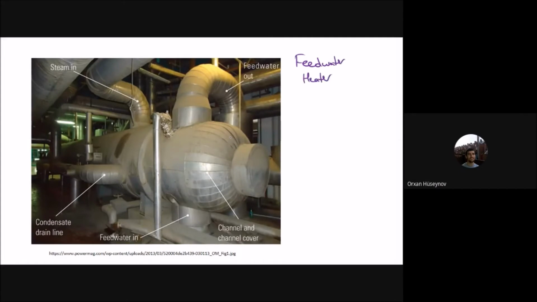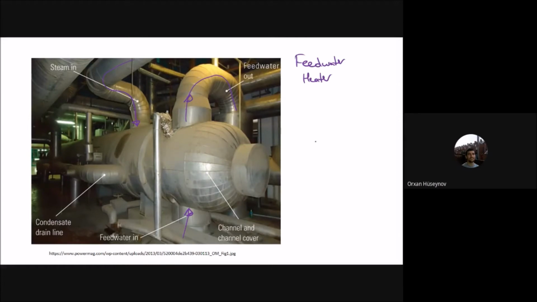In this feed water heater, you can see that there is a steam inlet from the turbine, and this is the feed water inlet here, and then you have this feed water outlet. You can see these are the pipelines, and this one is the open feed water heater. There's one outlet for the feed water, and this is the drain line. Now why do we use this one, and what is the open feed water heater?